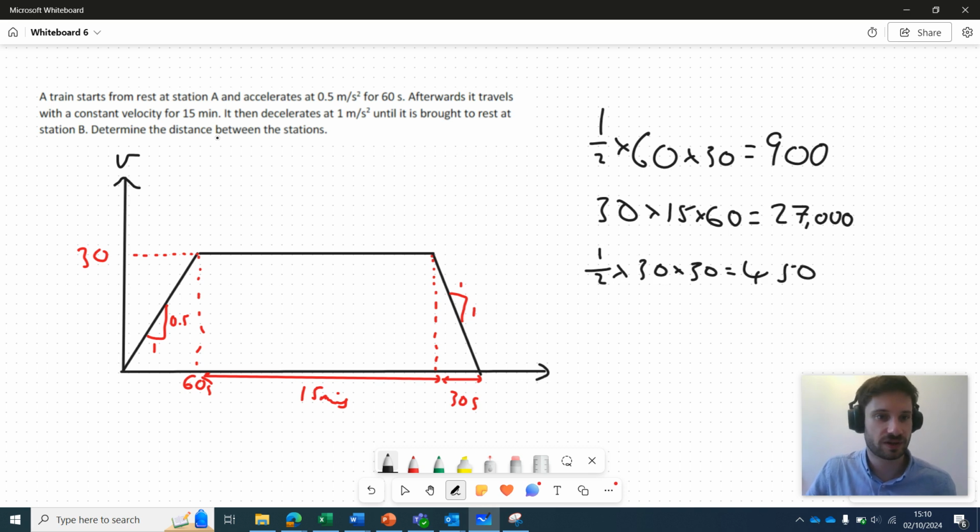The question's asking, determine the distance between the stations. Okay, well, we just need to add these together then, don't we? And that gives us 28,350 meters.